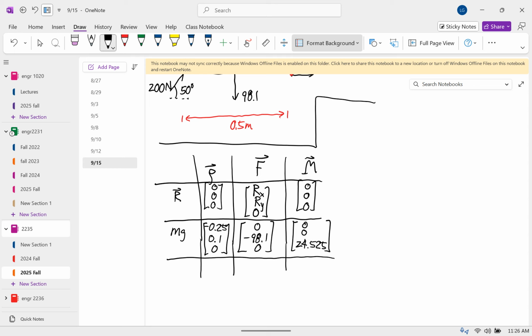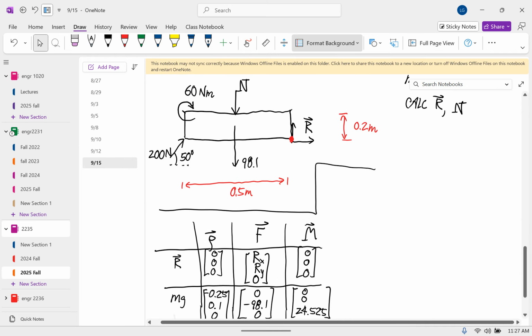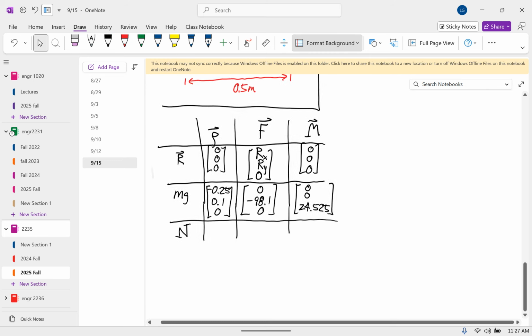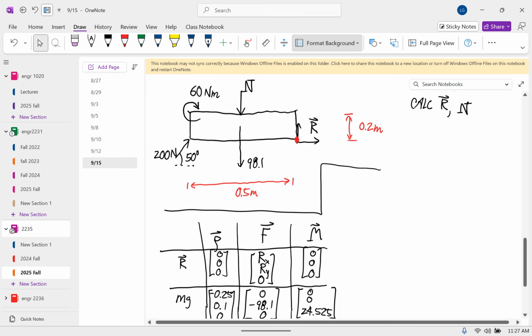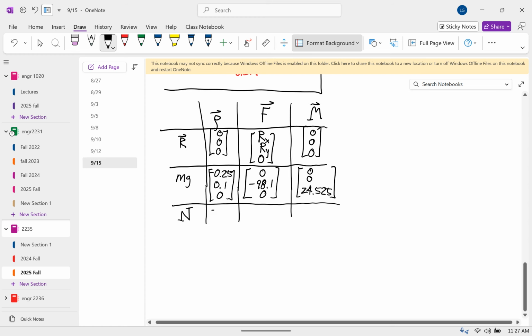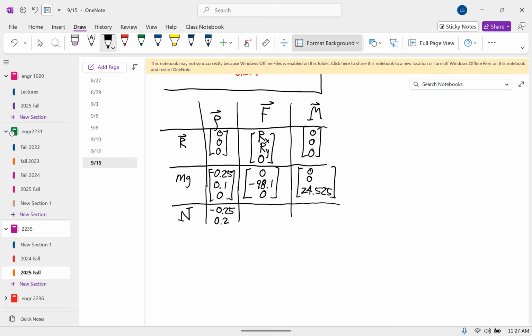And these first rows, like you do them on the calculator, right? Yeah. And then I'll go to the force N. The red dot to where N is applied is negative 0.25, positive 0.2, 0. And the force is 0, negative N, 0.